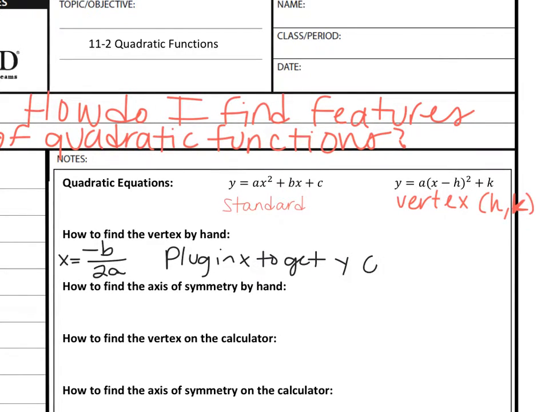Or use vertex form. And it'll be (h, k). So if it's in vertex form, you're obviously not using the axis of symmetry. Axis of symmetry by hand is x equals negative b over 2a, which is the x value of the vertex.